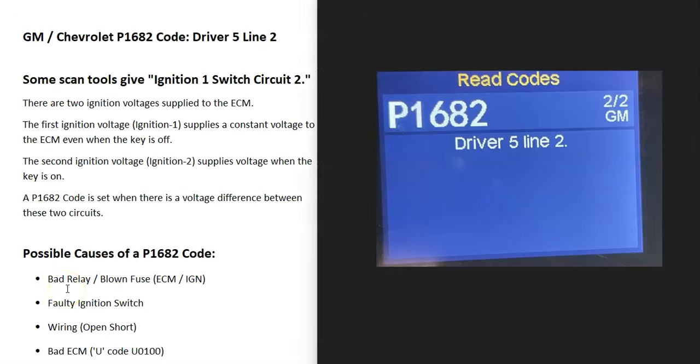So today I'm talking about a GM or Chevy with the P1682 code, what it is and how you go about fixing it. And so what is a P1682 code? Well, it's a driver 5 line 2. And depending on the scan tool, you might also get an ignition 1, switch circuit 2. But what does this all mean?